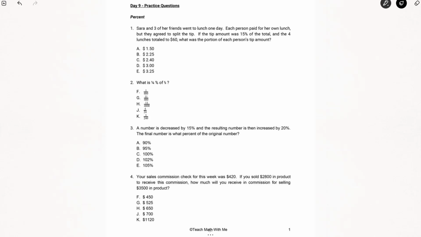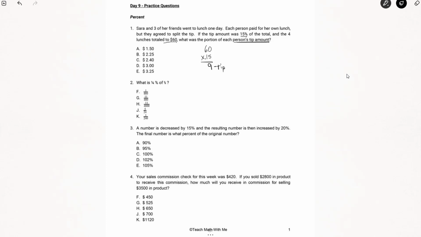So we're looking for a portion of each person's tip amount. We know they are paying a tip amount of 15%. We know the lunches totaled $60. So normally what you do is you take the total amount and multiply that by the 15% tip amount, which is 0.15 as a decimal. We take 60 times 0.15 and we get 9. So the tip amount is $9.